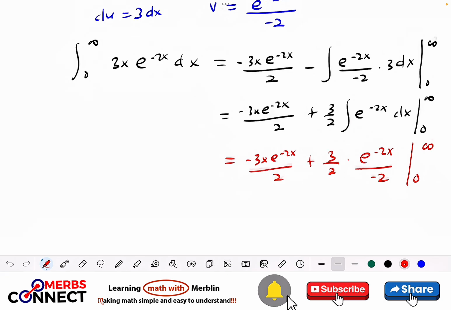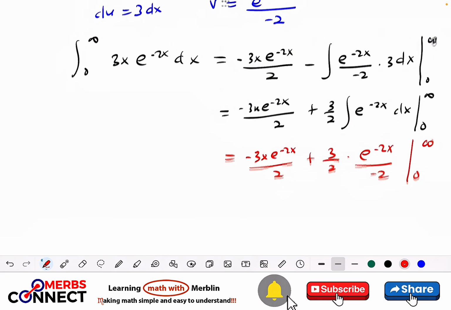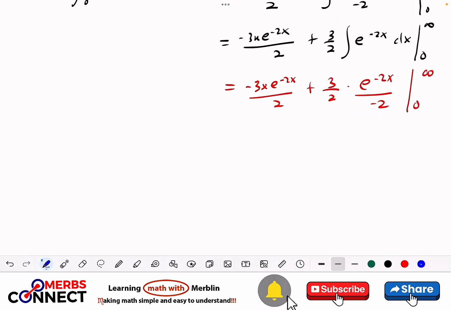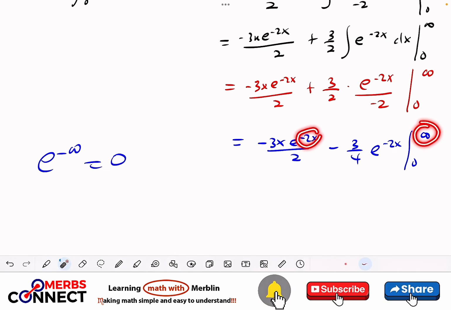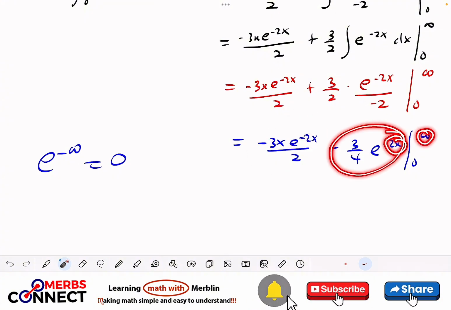So now that I'm done with the integration, I plug in the infinity and then 0. So let me simplify it a bit, and then we just take it from there. So this is minus 3 over 4 e to the power minus 2x from 0 to infinity. So let's plug in infinity. Now note that e to the power minus infinity is equal to 0, right? So it means that when I plug in infinity inside here, I'll have e to the power minus infinity, and this one will go to 0. When I plug in infinity here, this one too will be going to 0.